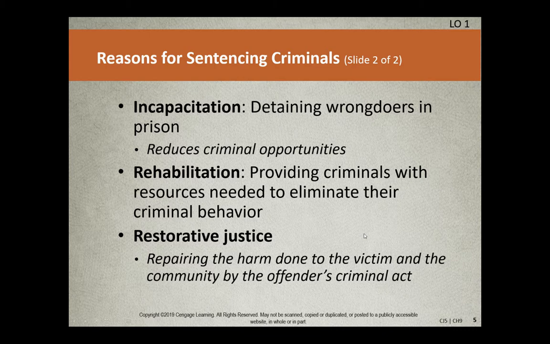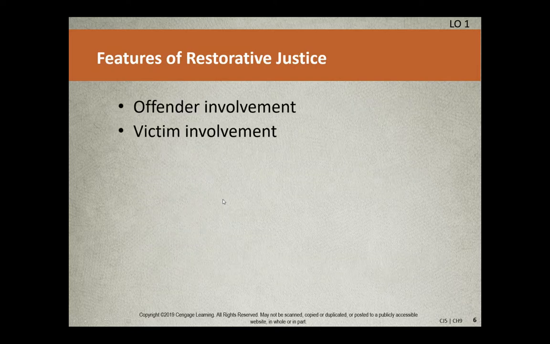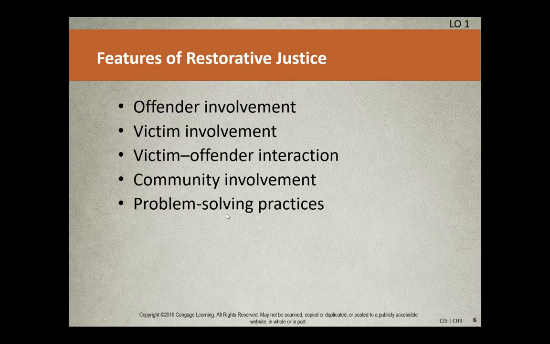Now, restorative justice is a strategy that attempts to repair the damage a crime does to the victim's family and society as a whole. Restitution refers to monetary compensation for damages done to the victim by the offender's criminal act. The following are five features that differentiate restorative justice from the mainstream criminal justice system: offender involvement, victim-offender interaction, community involvement, and problem-solving practices.